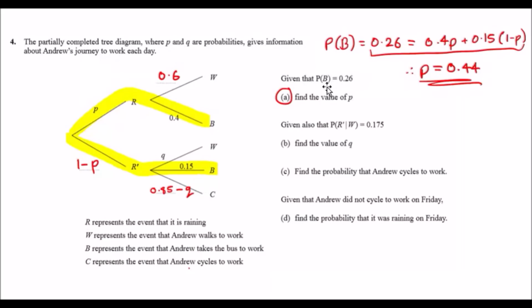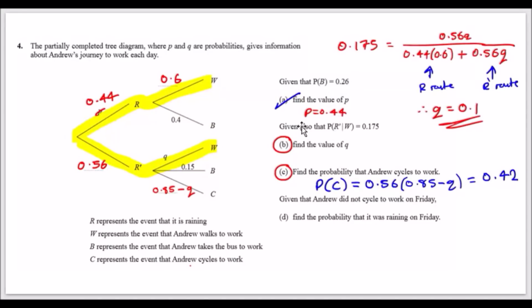Given that the probability of getting to B is 0.26, find the value of p. Now to get to B, we just have to find every single route that ends up in B. That's why I highlighted these branches. So to get to B, we can just do p times 0.4 and (1 minus p) times 0.15. So I did that here. We could say that this probability 0.26 is equal to 0.4p plus 0.15 times (1 minus p). Now you just have to expand the bracket, solve, and make p the subject. Eventually you should get 0.044. Easy stuff, I think. Now let's look at the next question.